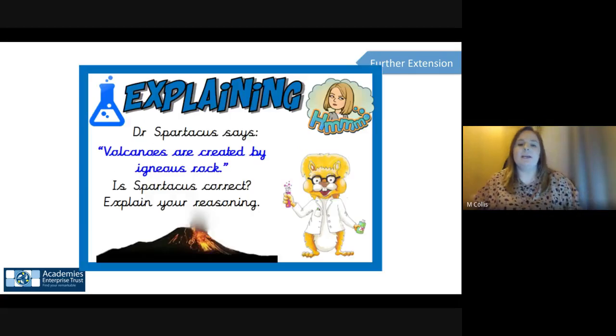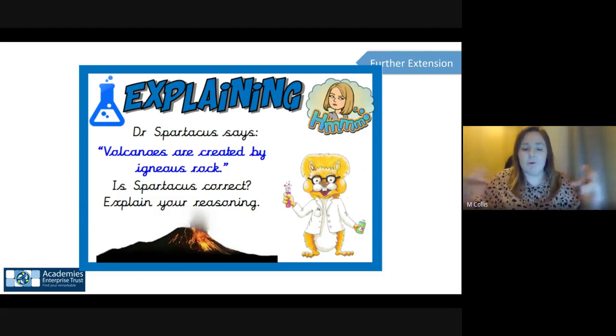Then your explaining task. Dr. Spartacus says, volcanoes are created by igneous rock. Is Spartacus correct? Explain your reasoning. So think about it. Are volcanoes created by igneous rock? Has he got it the right way round? Think about it. What happens to a volcano? The volcano is a result of an eruption.